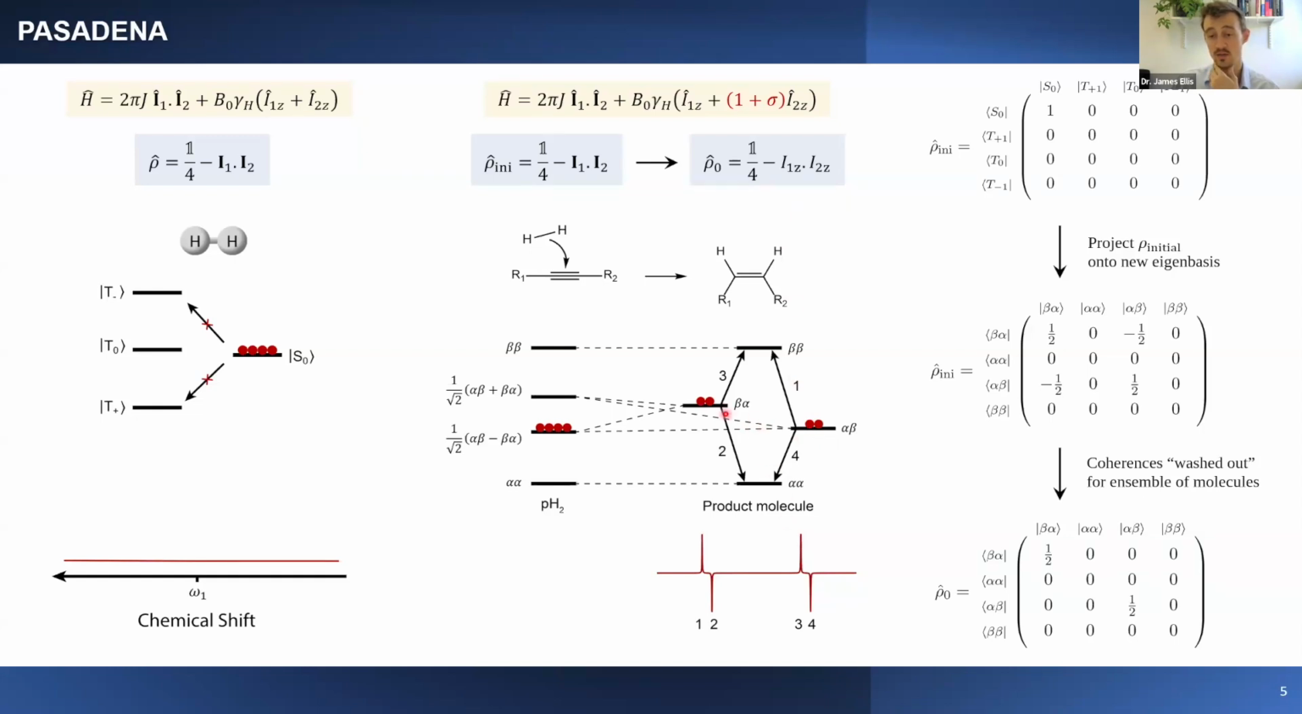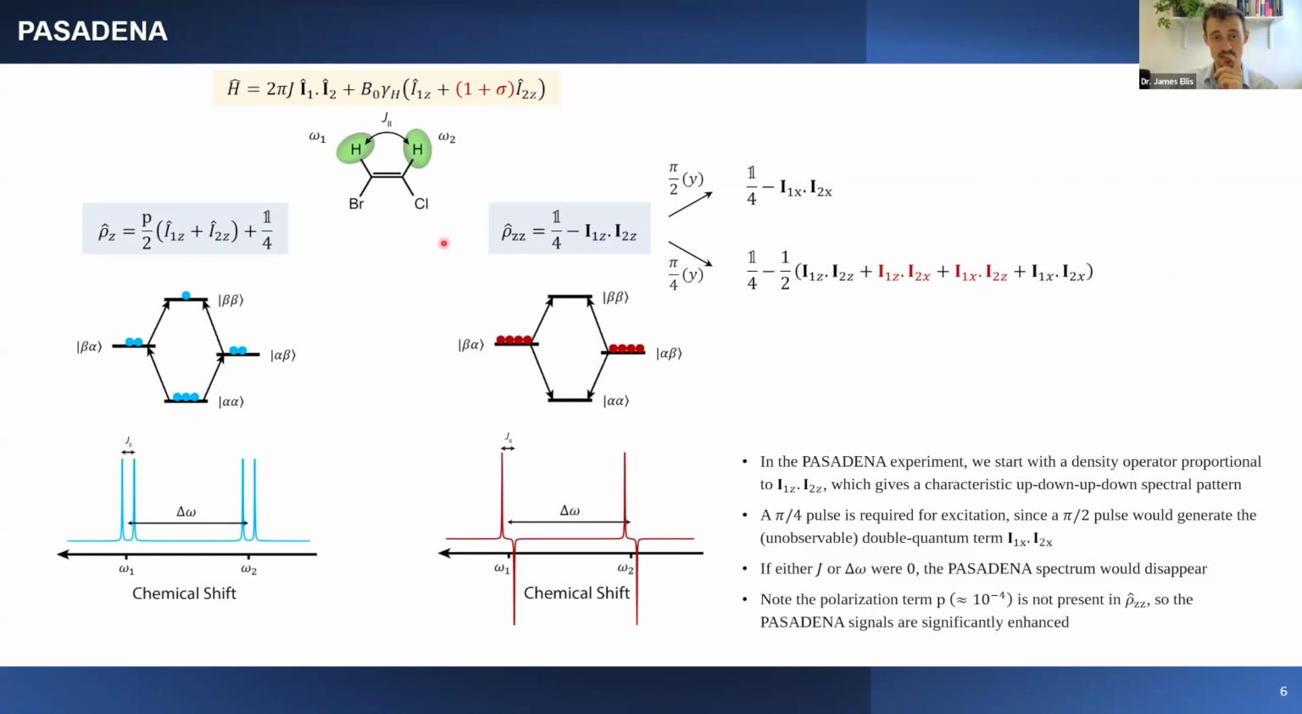And this now, if we do an NMR experiment on this molecule in this state, we see a very different spectral pattern. And this is a PASADENA experiment, and we see characteristic up, down spectral lines. And that corresponds to these single quantum coherences that we excite with the pulse.